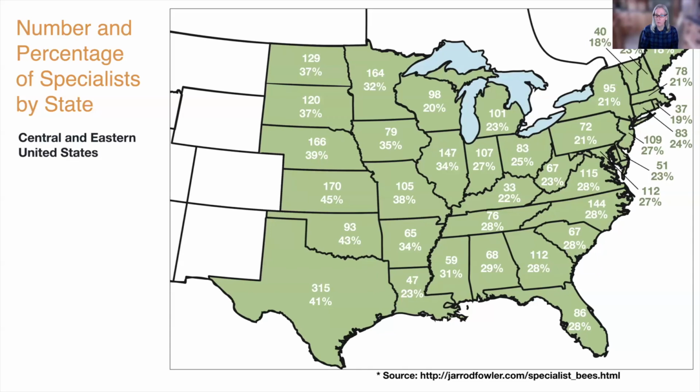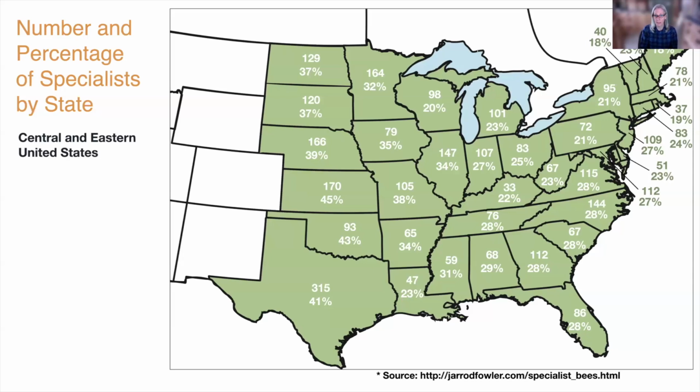Here in Minnesota, we just published a state checklist a few years ago. And so our number or percentage is a little bit higher than some of the surrounding states. So these numbers are constantly changing when state checklists are published, and more research looks into different pollen specializations. As an example, here in Minnesota, we have 164 species, or 32% of all bee species, that are pollen specialists.